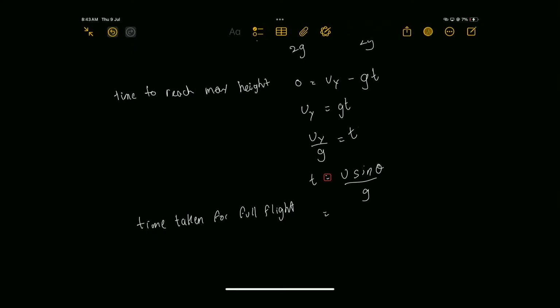is equal to twice this, which would be equal to 2u sine theta divided by g.